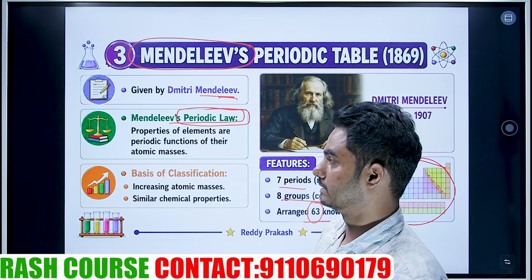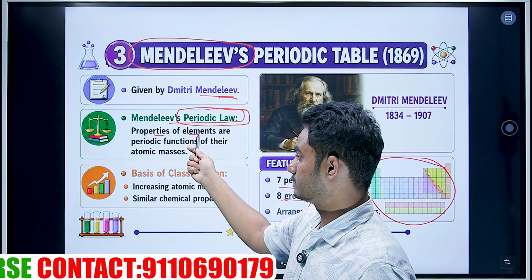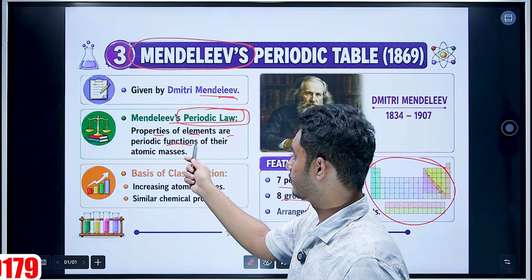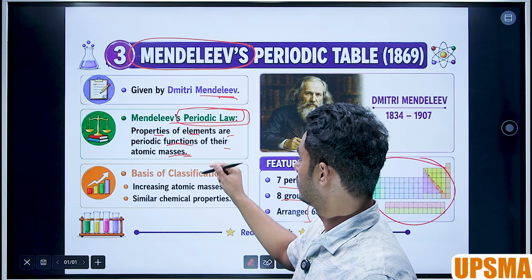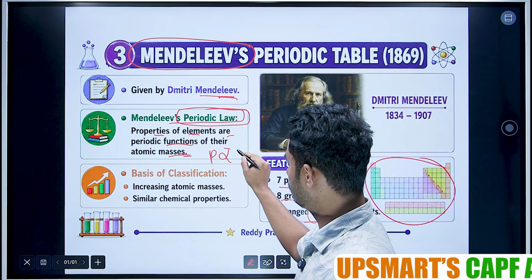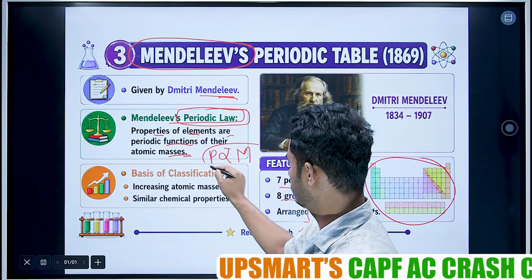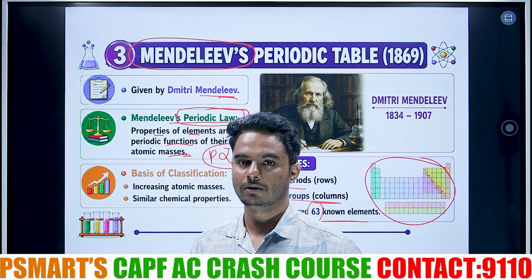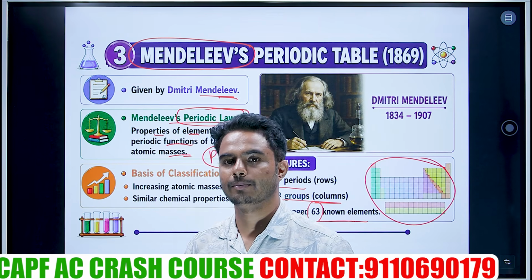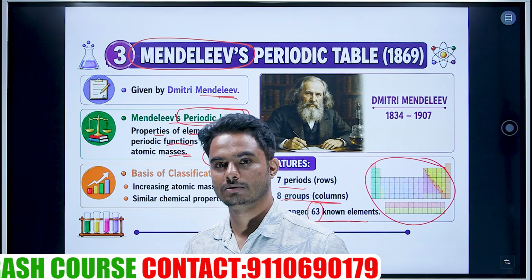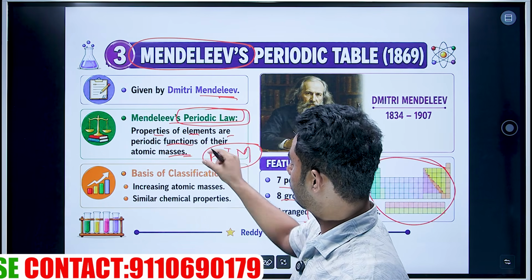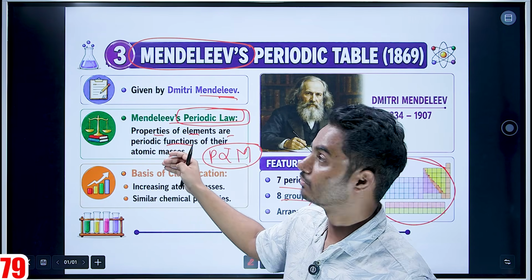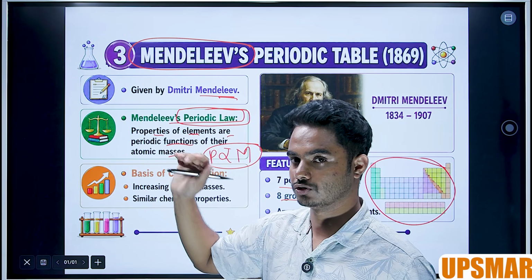Now what Dmitry says is, properties of elements are periodic functions of their atomic masses. That means properties are proportional to mass. Similar mass, similar properties. Something like that. Or variation in the properties, variation in the mass. That is the meaning of property of elements or periodic function of atomic masses. Same was assumed by the modern periodic table also.